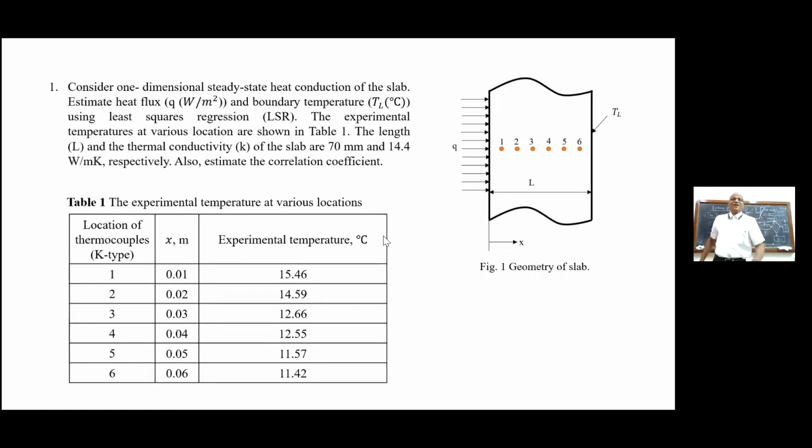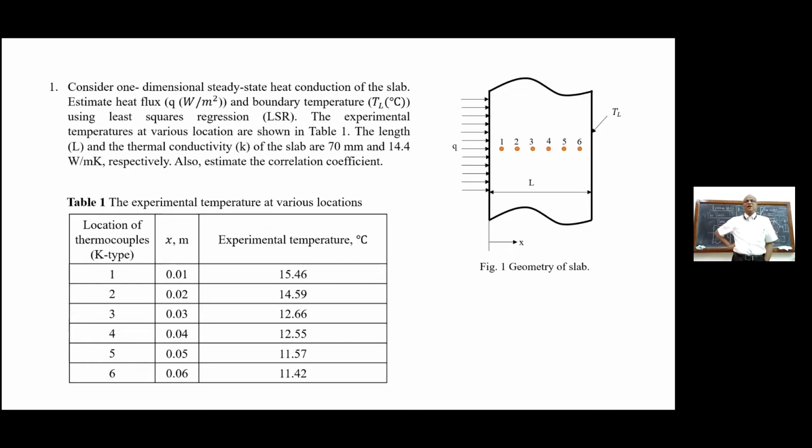Okay. So, consider one-dimensional steady state heat conduction in a slab. This is Suraj's wording. Estimate the heat flux and boundary temperature using least square regression. Least square regression is basically, I have not explained in detail, but you have a good idea. Sigma R squared is what we want to minimize. Experimental temperatures at various locations are shown in table 1.